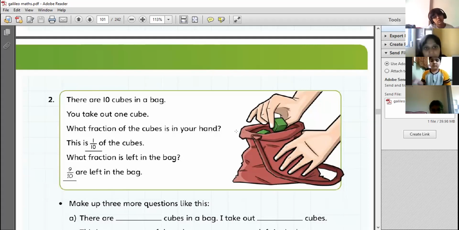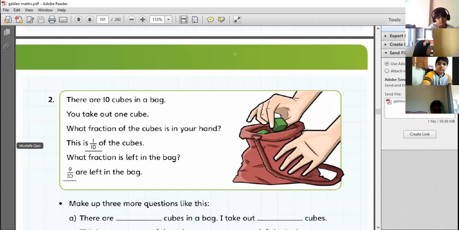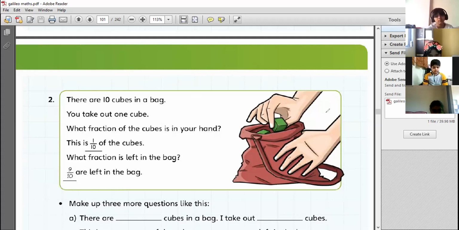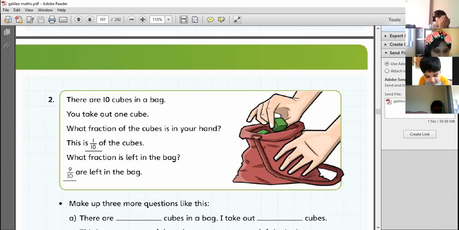Here, if you see, I repeat the stuff so many times so that you have no confusion. But don't waste my time at least. Ma'am, I am not done. Okay, Muhammad Ali, I was asking you, do you know this page? Humaira was having a problem. Ma'am, it's telling make up three more questions.